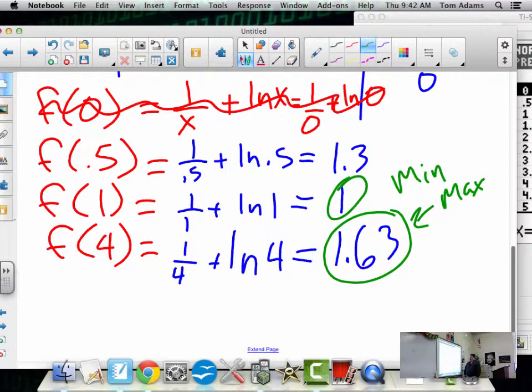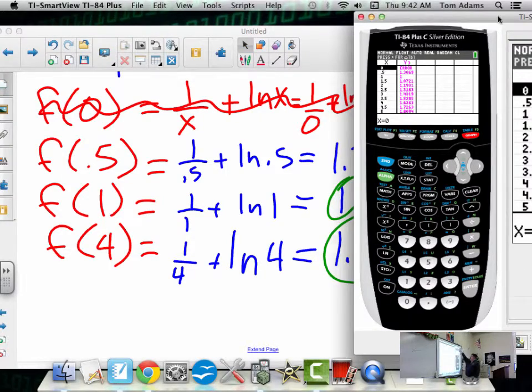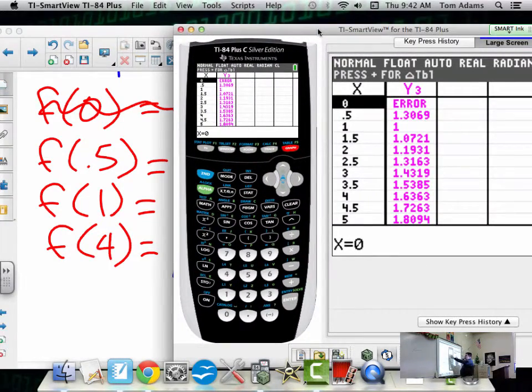So now, there might be a hill or valley at 0.5, right? So what we're going to look at is 0.5, comma, 1.3, whatever that is. We're going to look at 1, comma, 1, that's the extreme min, and then we're going to look at 4, comma, 1.63. So I do have that entered in the calculator.